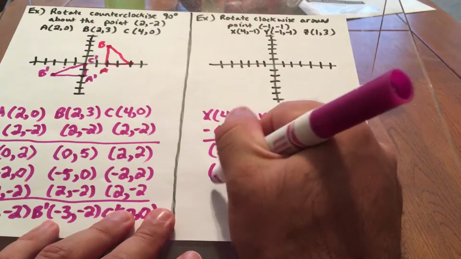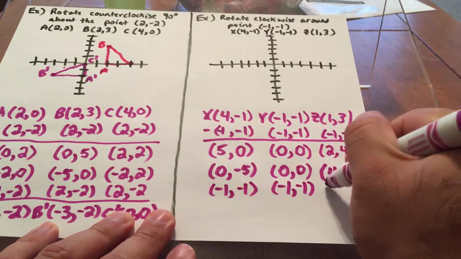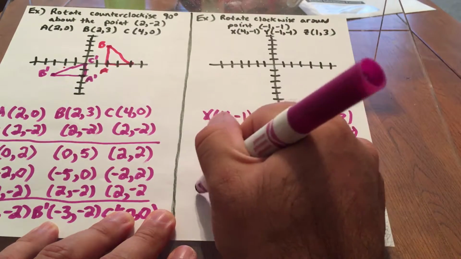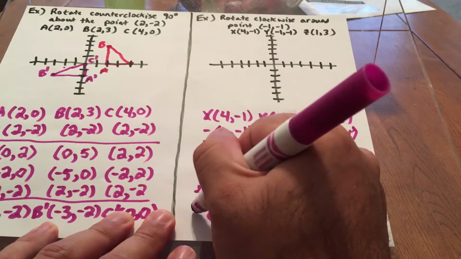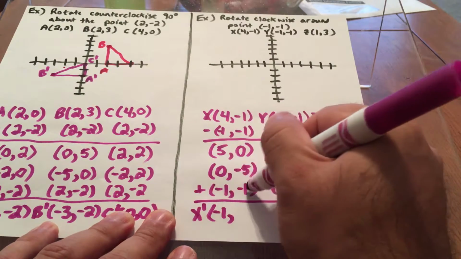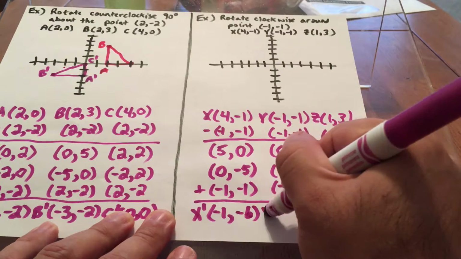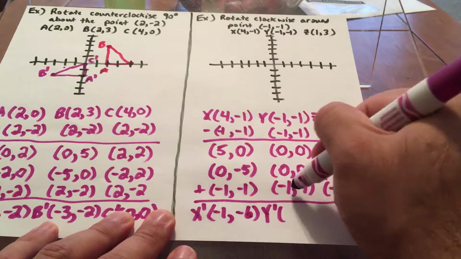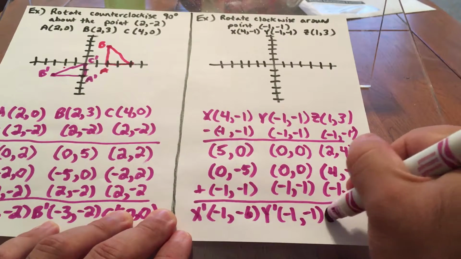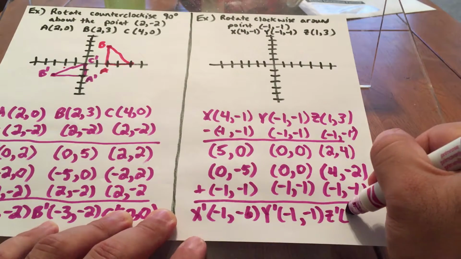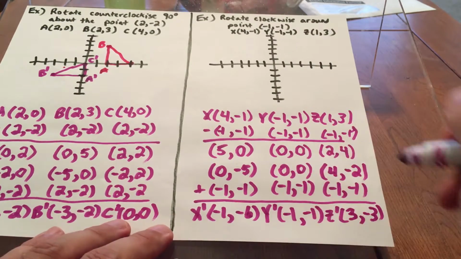Now we've got to add that point back on. So we're going to take negative 1 and add it back to these 3 points. So we add them together. 0 minus 1 is negative 1. So that's our X prime. Negative 5 minus 1 is negative 6. Our Y prime, 0 minus 1 is negative 1. 0 minus 1 is negative 1. And then our Z prime, 4 minus 1 is 3. Negative 2 minus 1 is negative 3. So there's our transformed image.